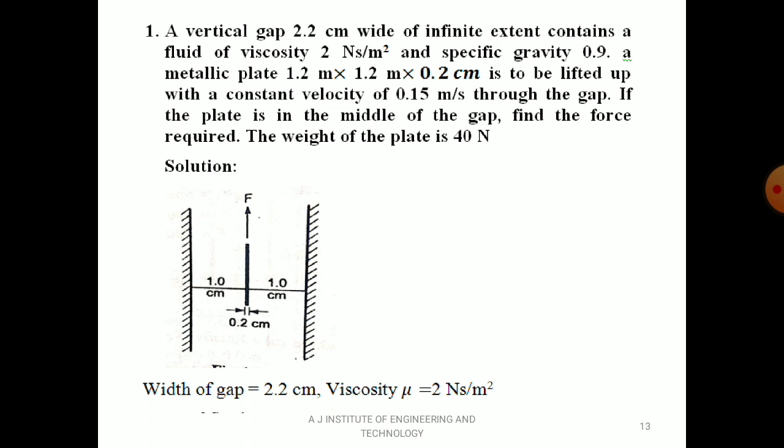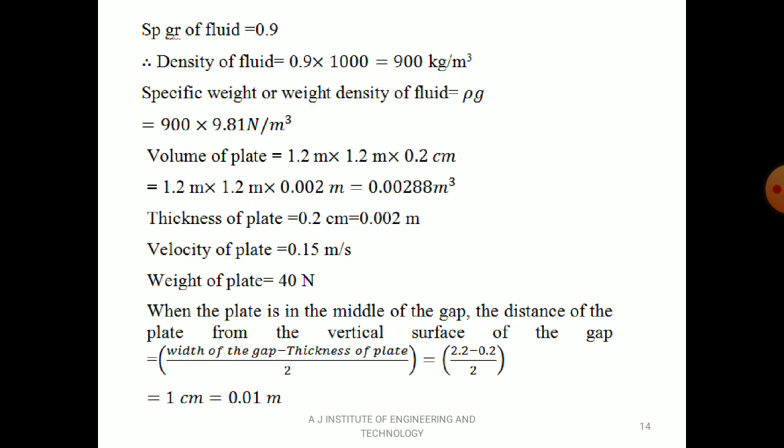So width of gap is 2.2 centimeter, and viscosity mu equals 2 Newton second per meter square. That is the dynamic viscosity given in the problem. Specific gravity of the fluid is 0.9. Therefore the density of the fluid, because specific gravity equals density of the given fluid to density of the standard fluid. The standard fluid here is water, with density 1000. So the density of the fluid is specific gravity into density of the standard fluid, 0.9 into 1000, which equals 900 kg per meter cube.